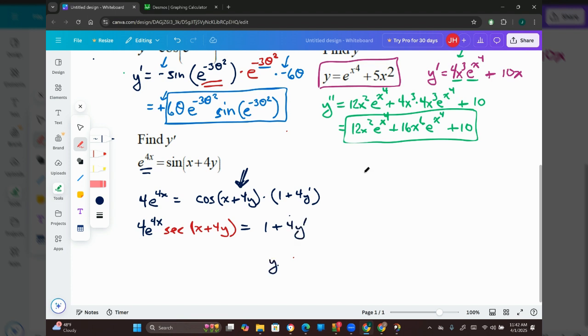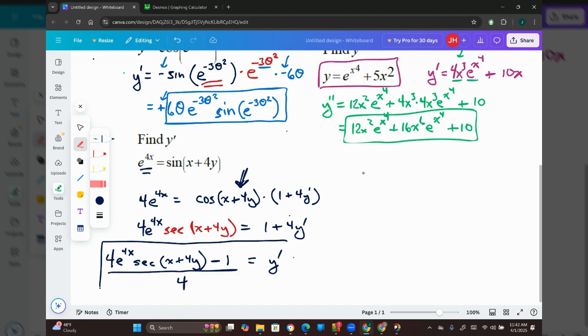So how am I going to solve for y prime now? I'm going to take that other side, 4e to the 4x, secant of x plus 4y. I have to subtract that 1, and then I have to divide the whole thing by 4. And look at that, I've got my first derivative of y. So you notice now I can throw this e to the x in with all of my other derivatives, and anything I've ever done with derivatives now I can use e to the x as well.